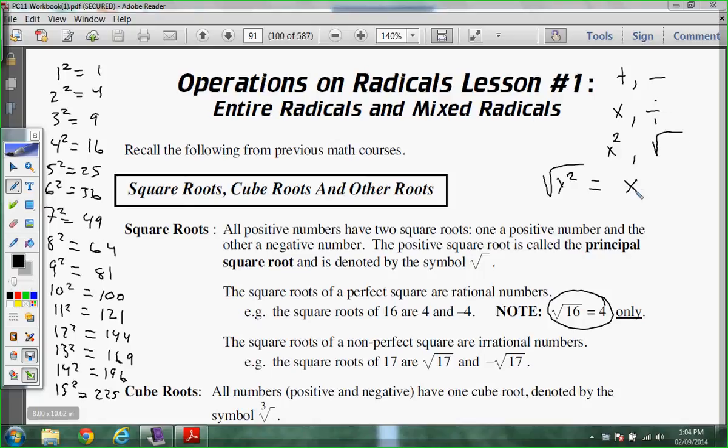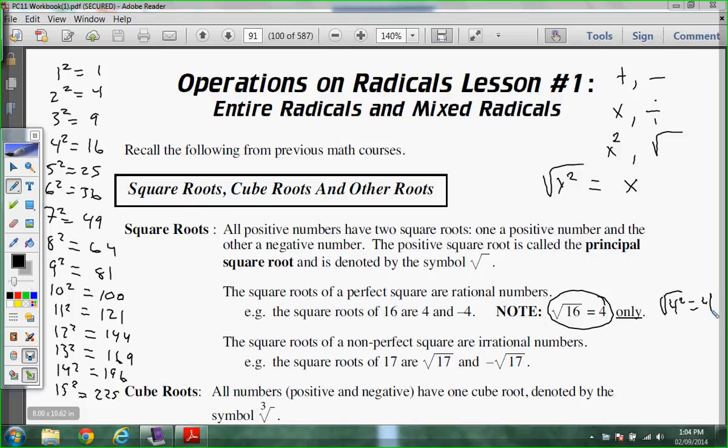Square rooting 16, well, what's another way to write 16? How else could we write it like I have here? 4 squared. So square root of 4 squared is just 4. That's all we're doing with radicals. Radicals are the opposite of squaring. Can they all work out nice and easy like that? No. Sometimes there'll be stuff left in. We'll get to that.